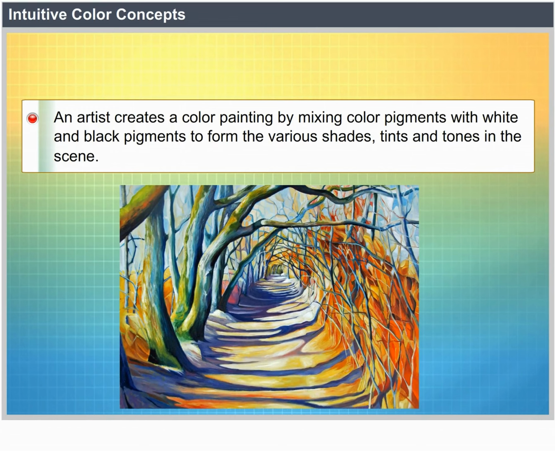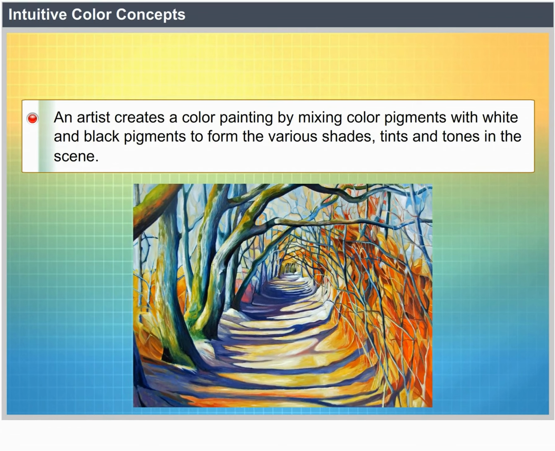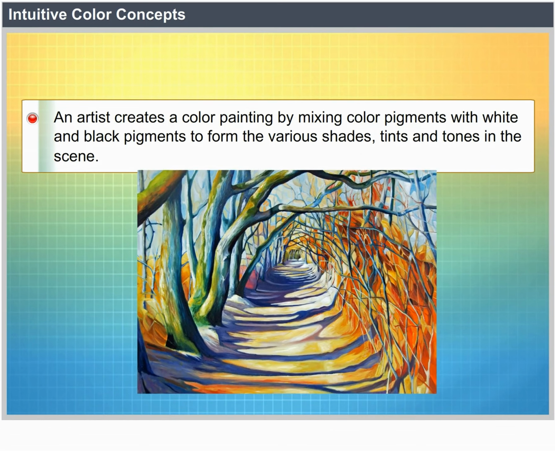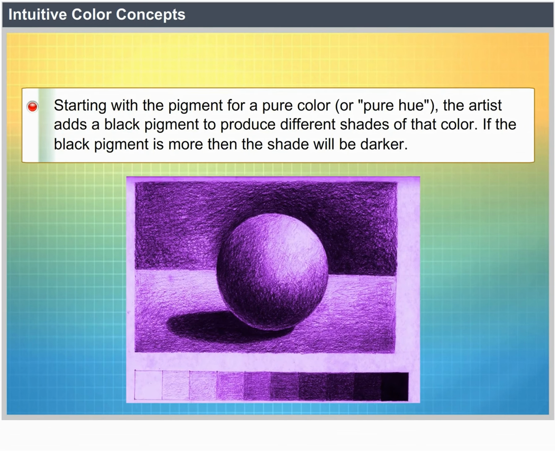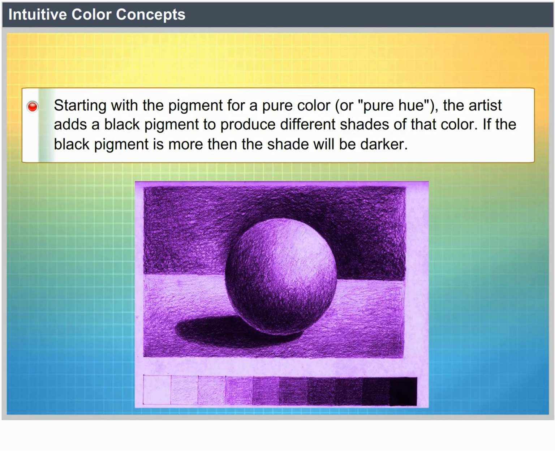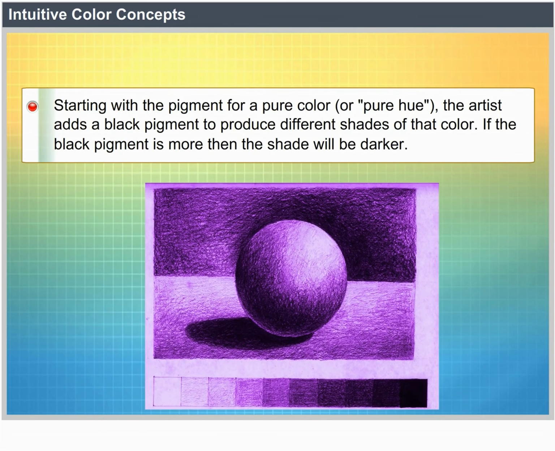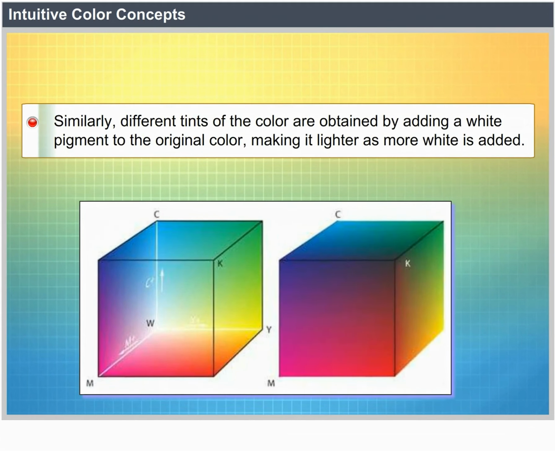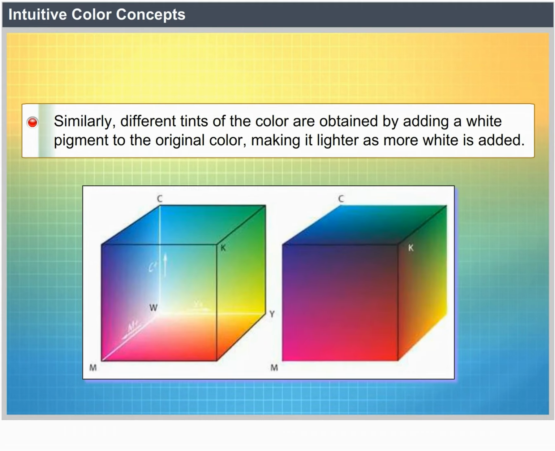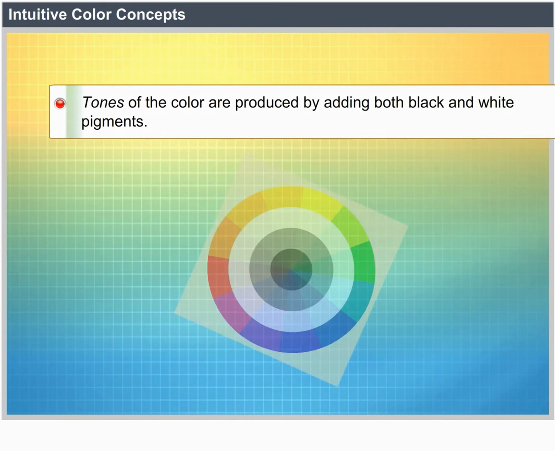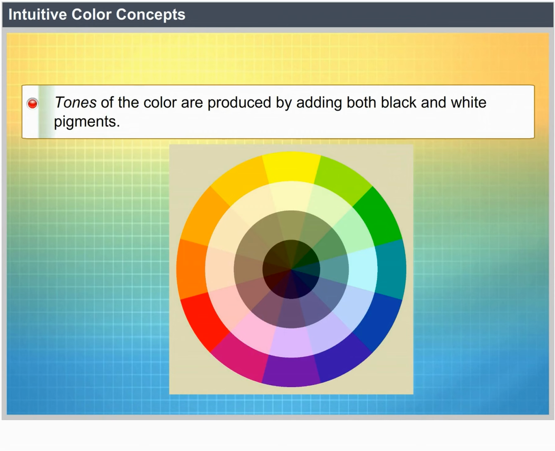Intuitive color concepts. An artist creates a color painting by mixing color pigments with white and black pigments to form the various shades, tints, and tones in the scene. Starting with the pigment for a pure color or pure hue, the artist adds a black pigment to produce different shades of that color. The more black pigment, the darker the shade. Similarly, different tints of the color are obtained by adding a white pigment to the original color, making it lighter as more white is added. Tones of the color are produced by adding both black and white pigments.